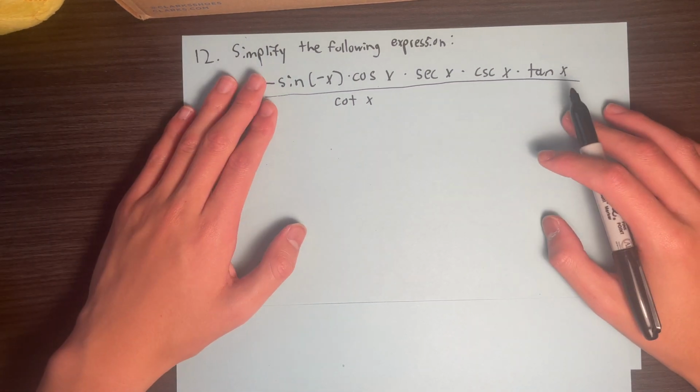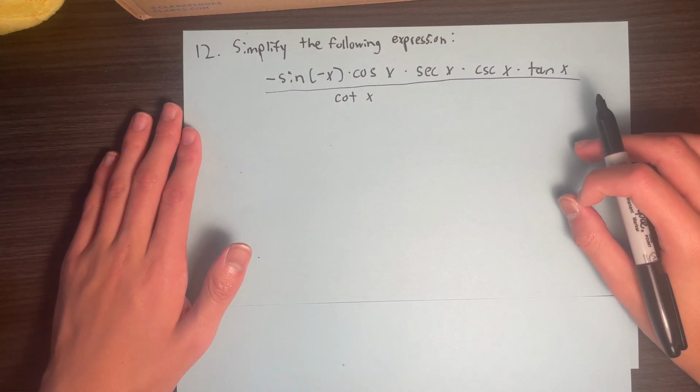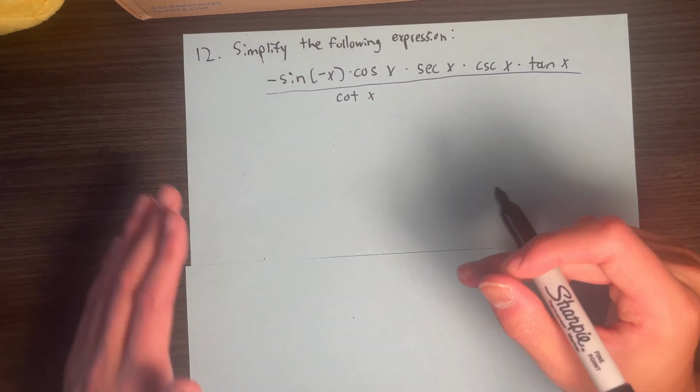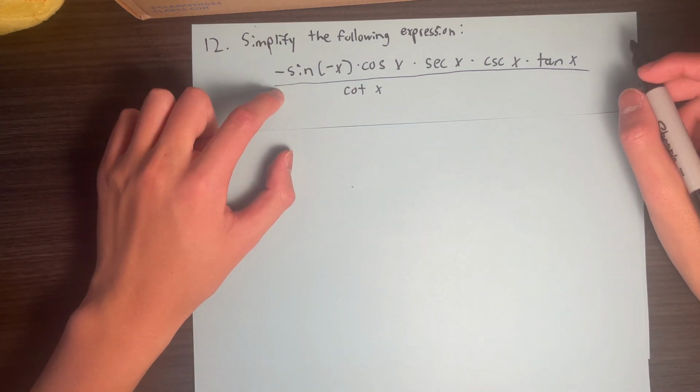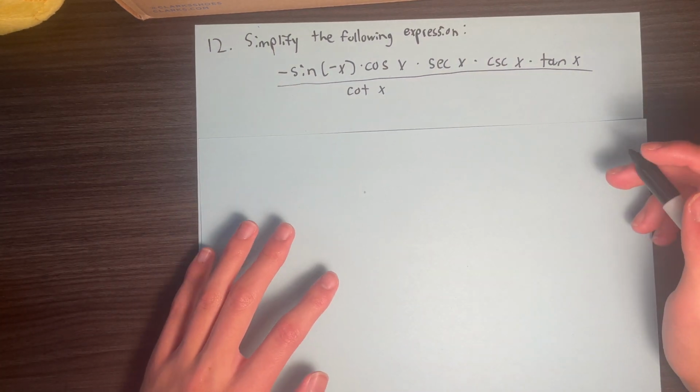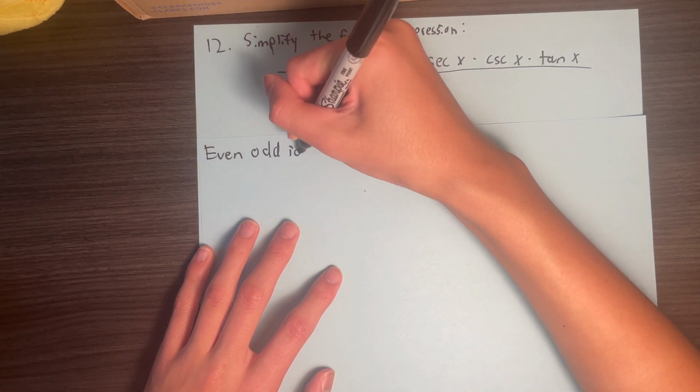It seems like a complex problem, but what we can do is look at each term, simplify them, and then combine all the simplified terms to create our fully simplified expression. I'll look at each term from left to right, top to bottom. So first we have negative sine of negative x. This is one of our even-odd identities.